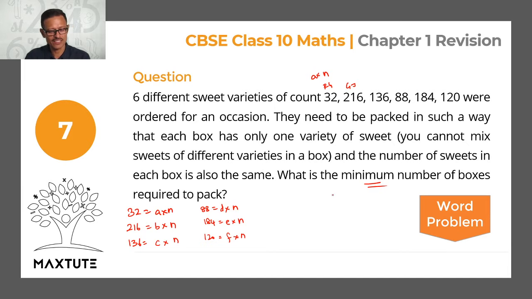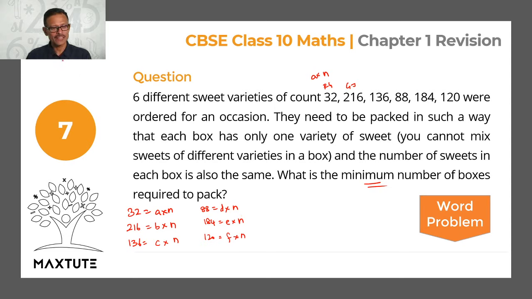As we did in the last question, 32 is a multiple of n. 216 is a multiple of n. 136 is a multiple of n. 88 is a multiple of n. 184 and 120 are also multiples of n, which means n is a factor of all of these numbers. n will divide all of these numbers. So n is a factor of all of these numbers.